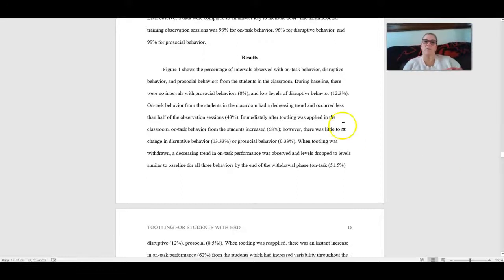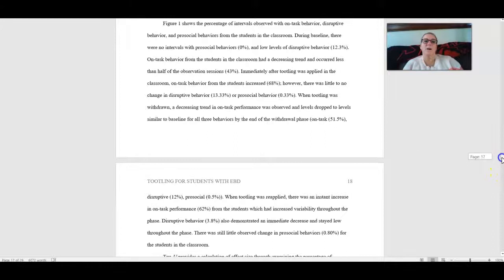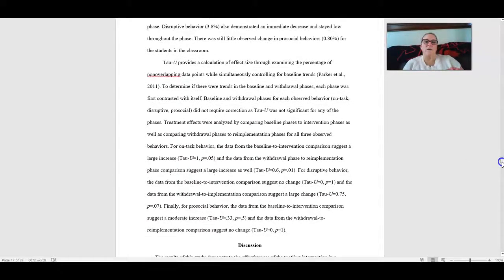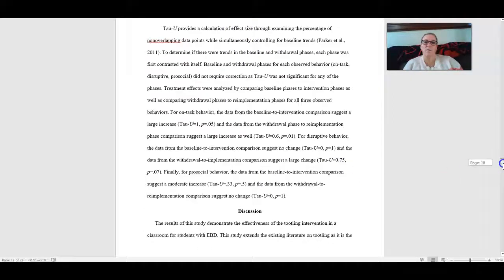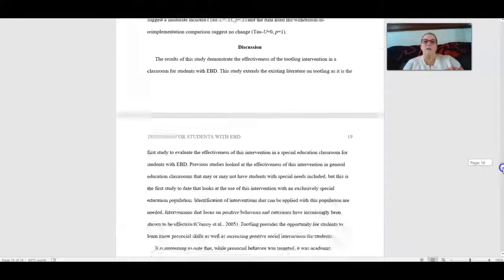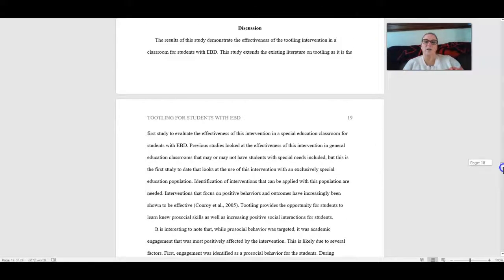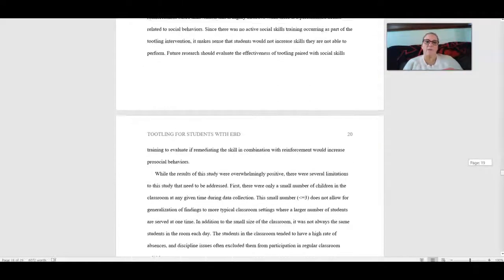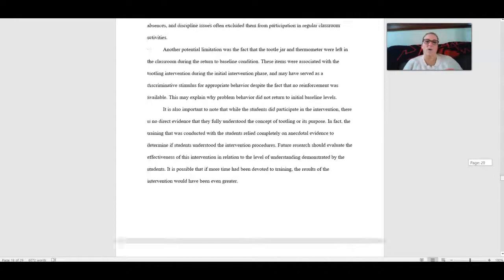Then we move into the results. We describe what we found, what the results were for that study. We did some statistical analyses using TAU, so that's included there too. Then the discussion. So the discussion is kind of bringing it all together. You've described what you learned, or the data, and now you're going to discuss what those data mean in the discussion. So pulling it back to what we already know.